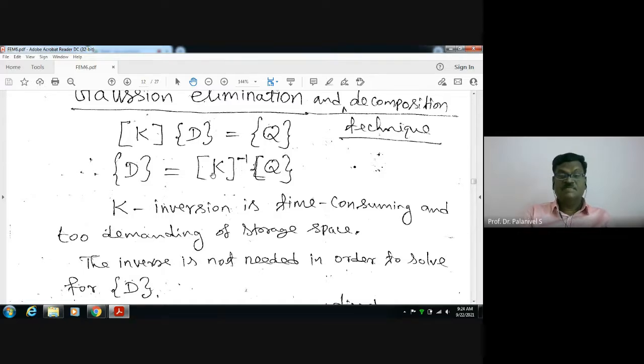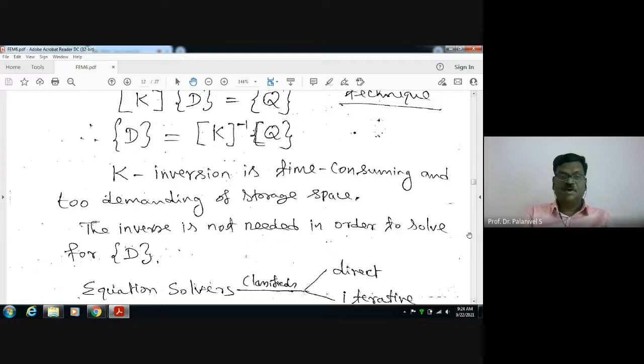Thus it will require a lot of storage space. K inversion is time consuming. It will consume more time, and the solution will not be rapid. That is why K inversion is time consuming and too demanding of storage space. That is why the inverse is not needed in order to solve for D.